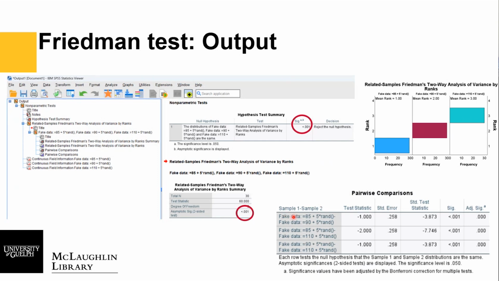Here we've got fake data 1 versus fake data 2, and our p-value is less than 0.05, so we can say there is a difference in the rankings of fake data 1 and fake data 2. Then we've got fake data 1 versus fake data 3. Again, p less than 0.05. We found a difference. And then we've got fake data 2 versus fake data 3. P-value less than 0.05. We can say we found a difference. And there's also a Bonferroni correction applied to this table as well. So super quickly, that is how you run a Friedman's test.